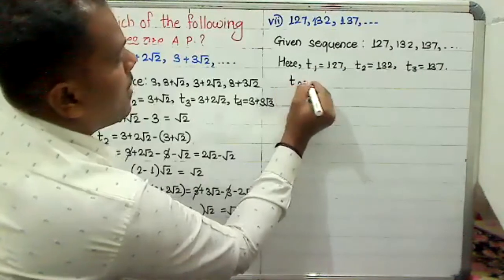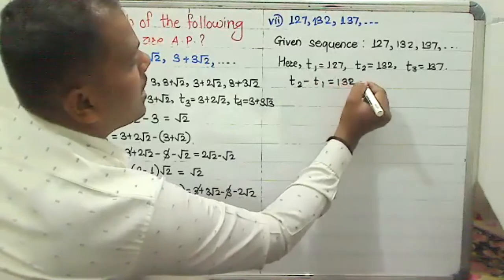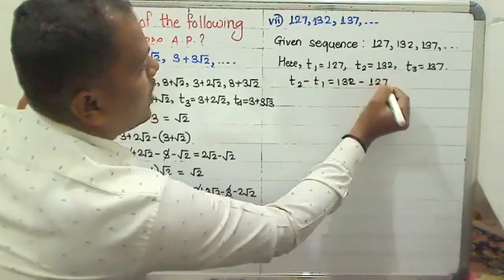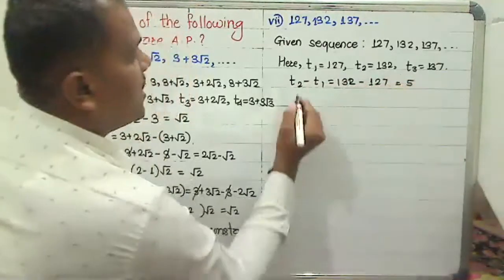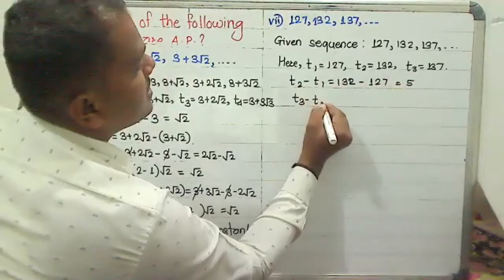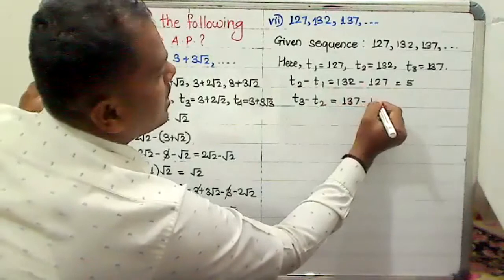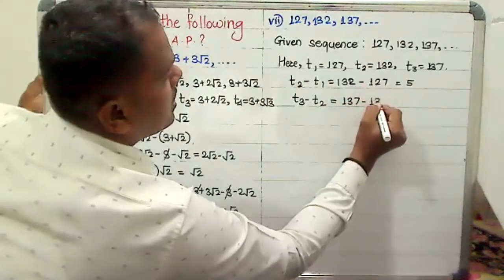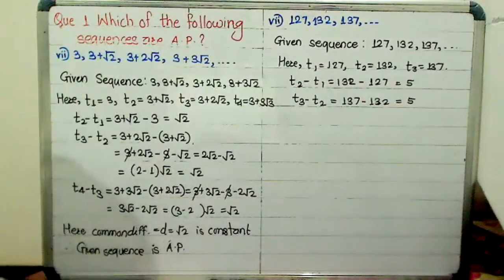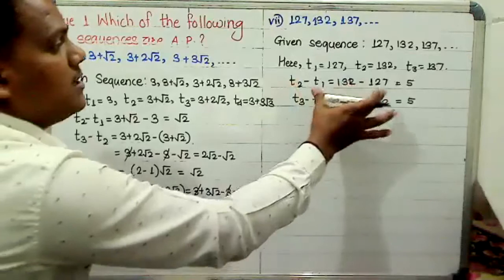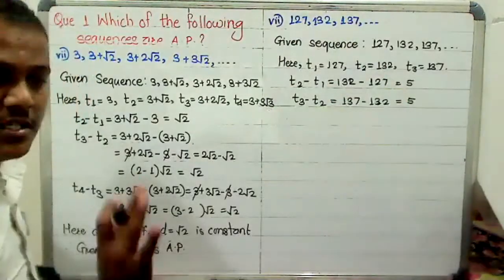So T2 minus T1 is equal to 132 minus 127. The difference between these two terms is 5. And T3 minus T2: T3 is 137 minus 132. Again the difference between these two terms is 5. So if you observe carefully, the distance between two consecutive numbers is 5, which is constant.